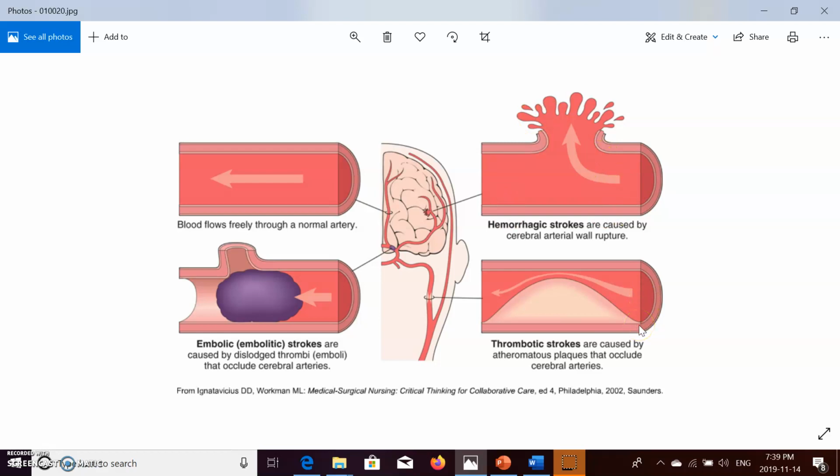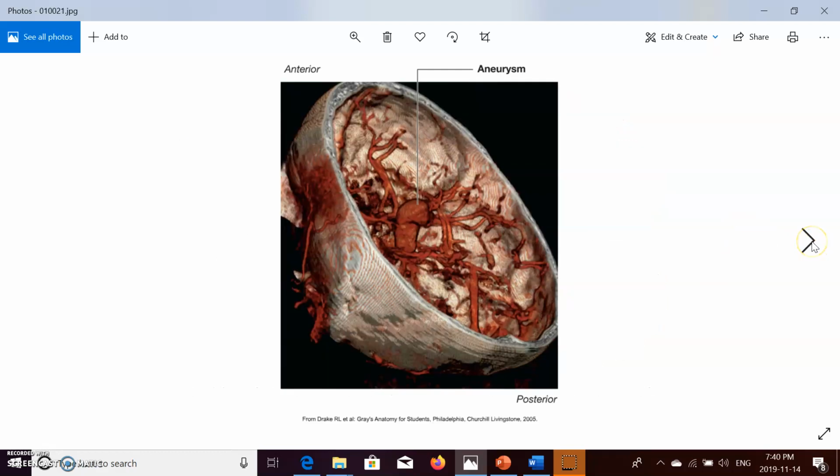That's one of the reasons why they try to put people on medications to reduce clot formation, or blood thinners, or they put them on medication that breaks down the cholesterol, because most clots or blockages of a blood vessel occur because of a cholesterol or plaque-like buildup.